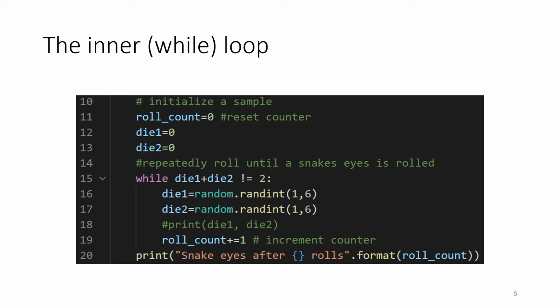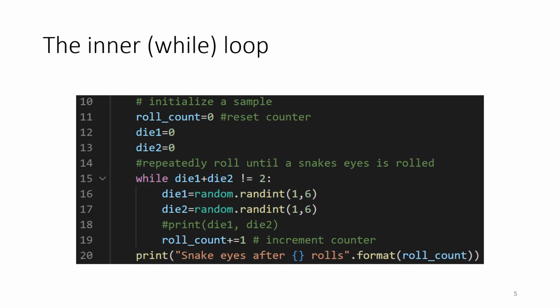In 16 and 17, we roll the 2 dice in our simulation, getting random numbers between 1 and 6 inclusive, so it can be a 1 and it can be a 6, and we increment our roll counter. In lines 11, 12, and 13, we're seeing some initialization before we start this loop. So we're setting the roll counter to 0. We're going to be in an outer loop eventually, so setting the roll counter equal to 0 is actually a reset. Every time we finish the simulation, we need to reset our counter.